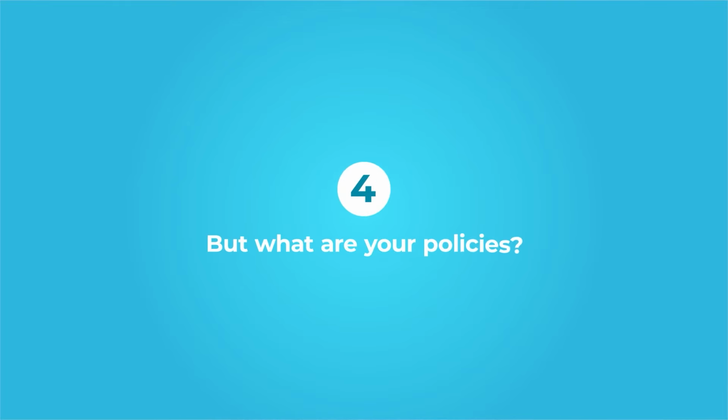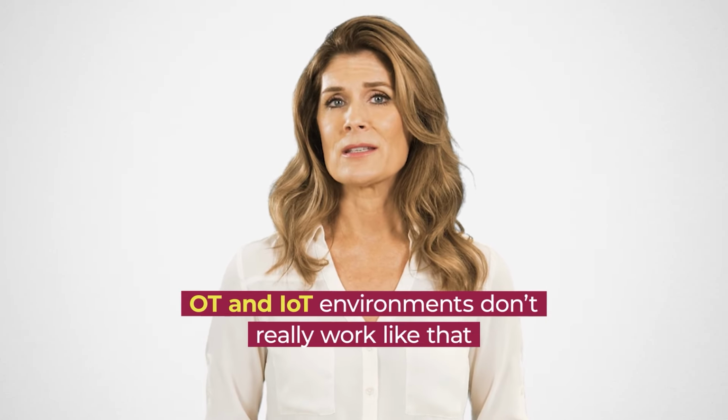But what are your policies? It's pretty straightforward to adopt a zero trust model for IT or cloud environments by adding a virtual firewall, for example. But OT and IoT environments don't really work like that. If only it were that simple, right? Plus, micro-segmentation can be quite tricky to say the least. However, once you've got your asset inventory in hand, plus sound knowledge of what needs to work together or not, you can lay down your rules for what's acceptable.